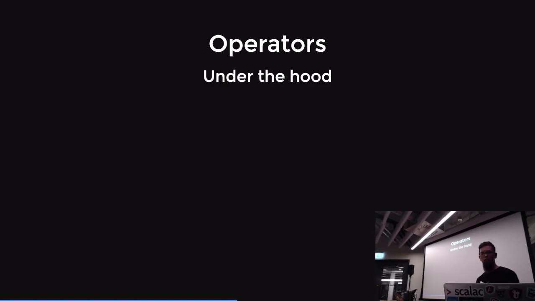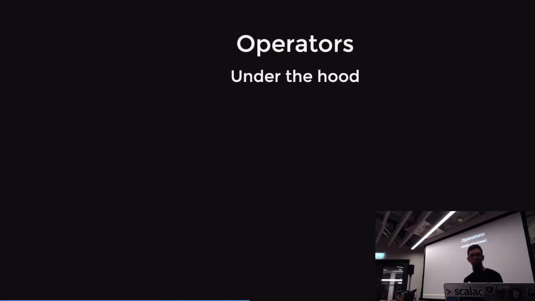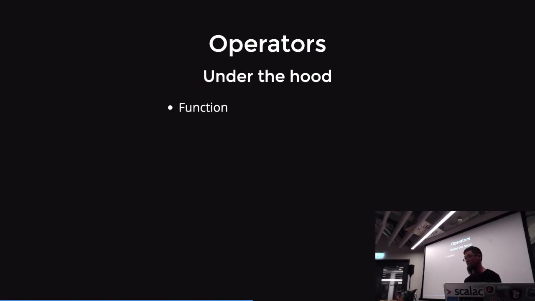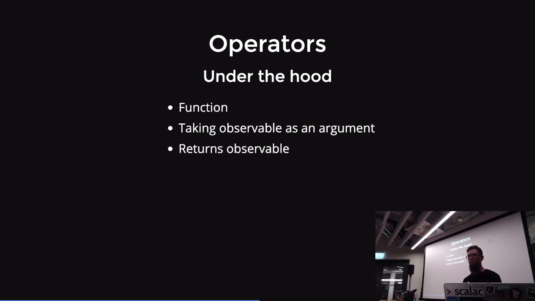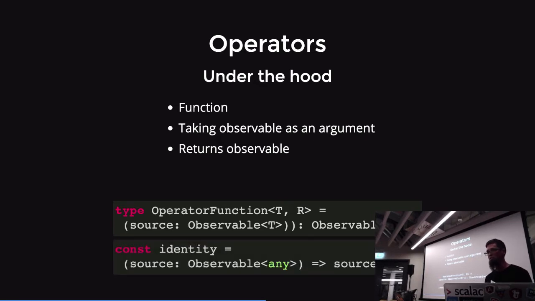So what actually are operators under the hood? Because this will help us build them on our own. Under the hood, an operator is basically a function. Again, it's taking an observable as an argument, and it's returning another observable. It might be of a different type. So this is basically the signature in TypeScript of an operator function. And to show you the most simple example I could think of, the identity function is already an operator, which does basically nothing, but it is.